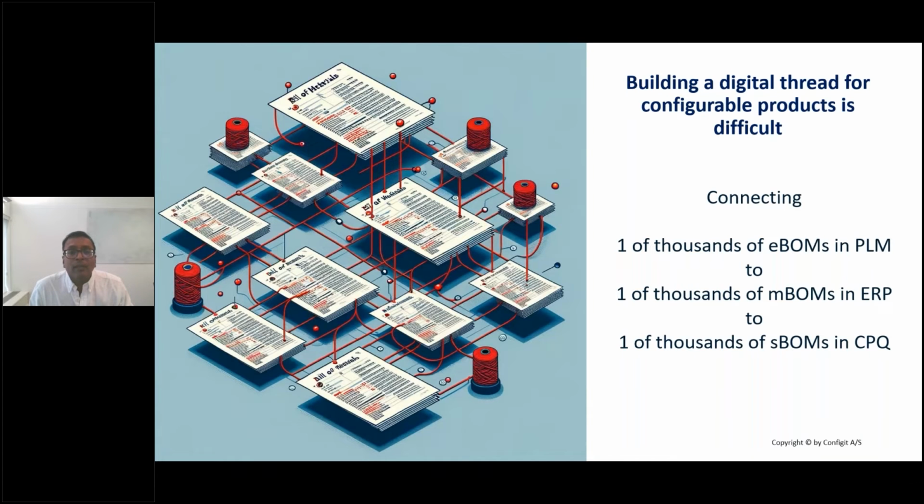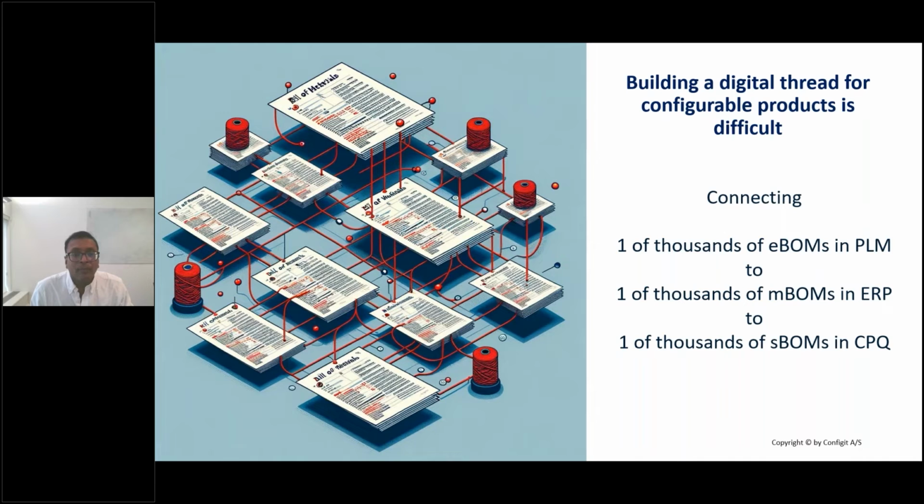And again, the reason that it's so difficult to build a digital thread for configurable products is because we need to select the specific EBOM, MBOM, and SBOM, and any other needed BOMs from thousands of BOMs that have been created. Then we need to combine this information to provide a full overview of the as designed, as ordered, and as built. So this is not a trivial task when you're dealing with a lot of different systems, different formats, and different paradigms.